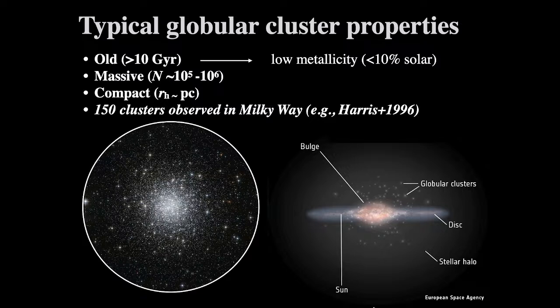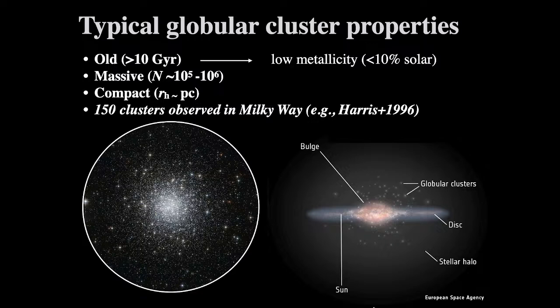Globular clusters are generally massive as far as clusters go, especially compared to open clusters, which are far more numerous. There are many thousands of open clusters in the Milky Way, but they typically contain only hundreds to thousands of stars. A typical globular cluster contains hundreds of thousands up to even millions of stars. And they're also very compact. A typical half-light or half-mass radius of a globular cluster is of order a parsec.